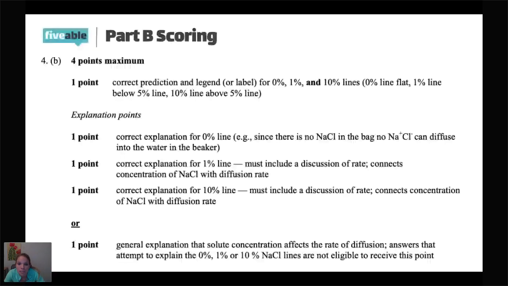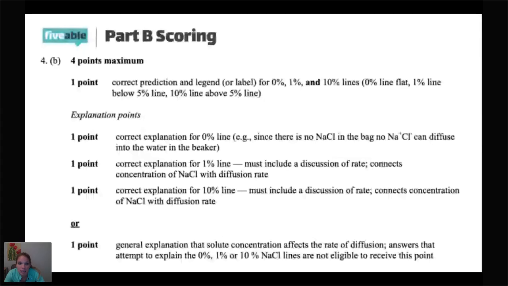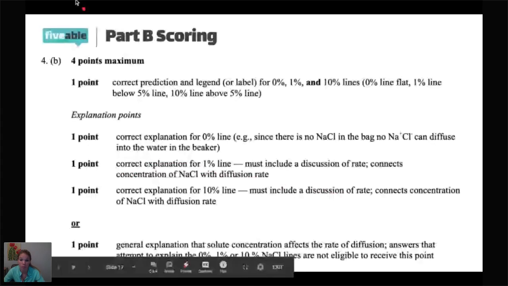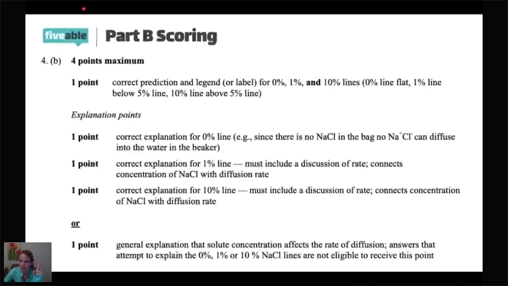But then you have to explain it. You'll get 1 point if you get all 3 right. You don't get a point if you only get 1 of them right. And they don't give you half points on this. But for every explanation that you come up with for the 0%, the 1%, and the 10%, that's a point. So, points, points, points.